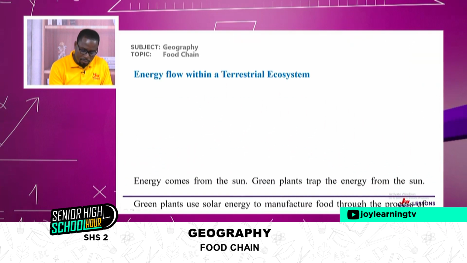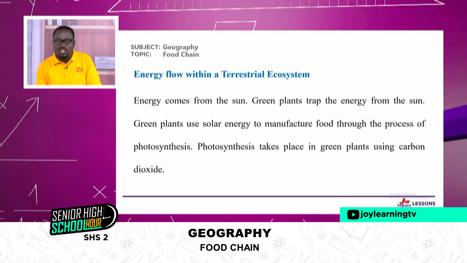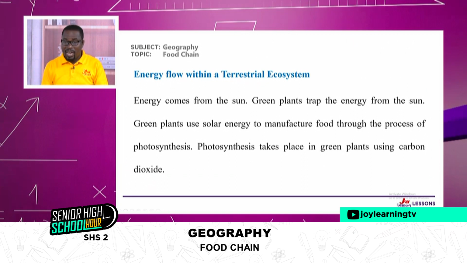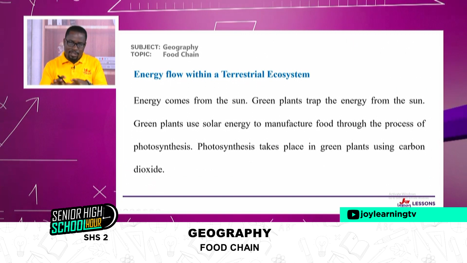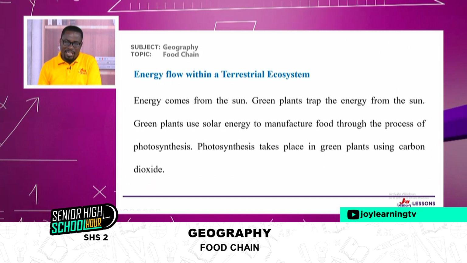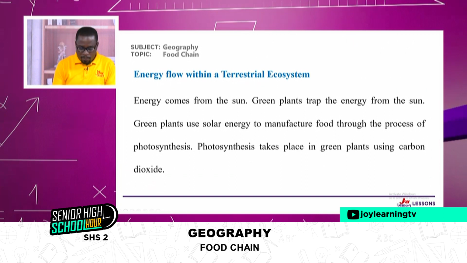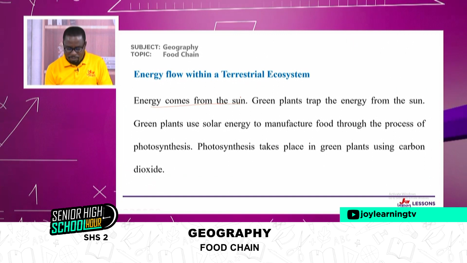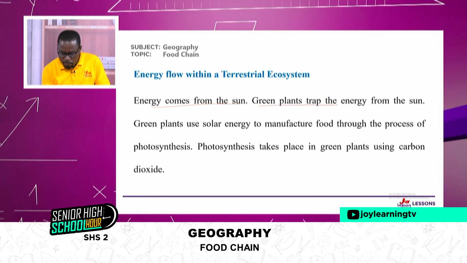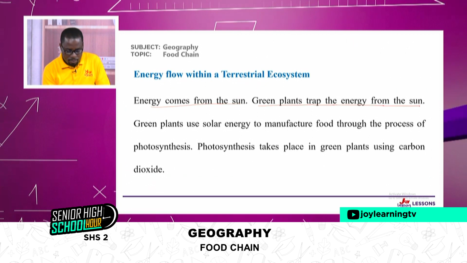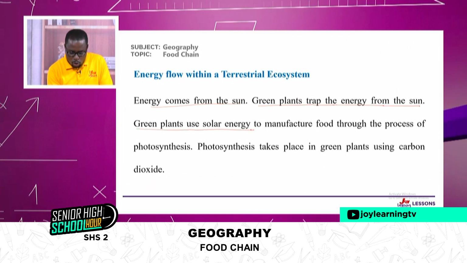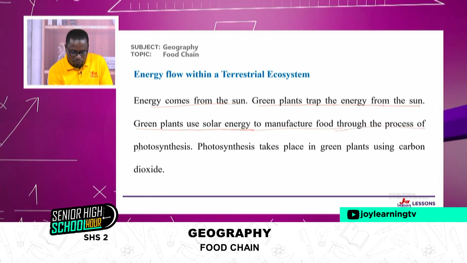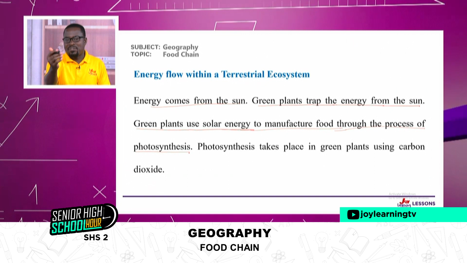Now, the energy flow within a terrestrial ecosystem. I believe you know terrestrial ecosystem because we have that of the aquatic as well. So terrestrial as in the ecosystem on land, or say land ecosystem. Okay? Now, energy comes from the sun. We've established that fact already. Green plants trap the energy from the sun. Green plants use solar energy to manufacture food through the process of what? Photosynthesis.